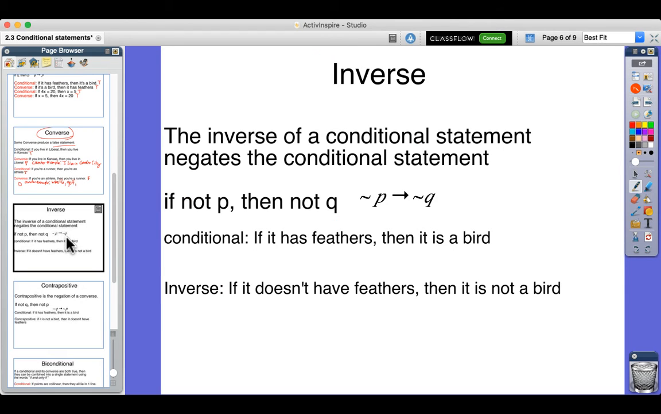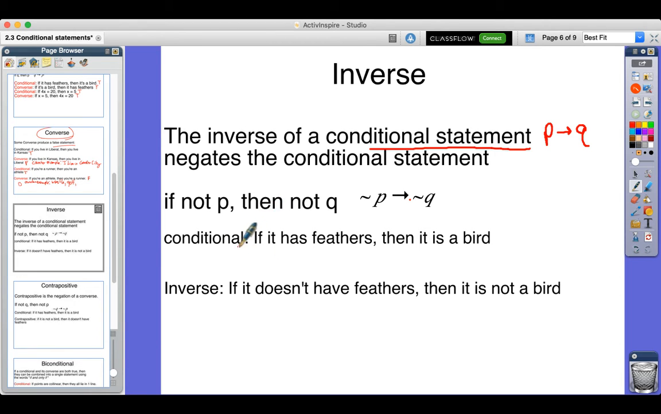Let's talk about inverse. An inverse is where you take your original conditional statement. Remember, your conditional statement comes in the form P implies Q. We take our conditional statement and we negate it. We're not necessarily making it a negative, because sometimes if it's already a negative and we negate it, we make it a positive.